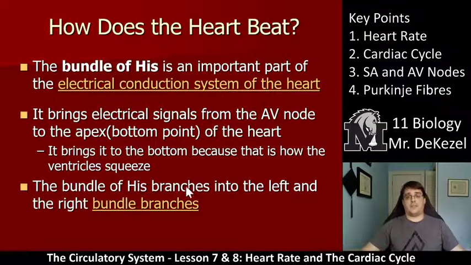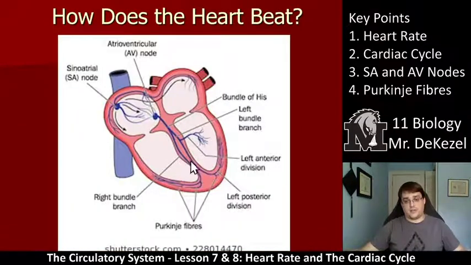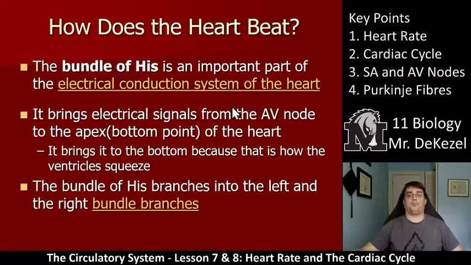So this bundle of His branches to the left and the right bundle of branches as it goes to the bottom so that it can split off and go around the heart right here. So there's the left and the right bundle branches that split to the sides. Now the electrical signal can start the squeeze of the heart from here. And it will squeeze this part to force the blood up, and squeeze this part to force the blood up.